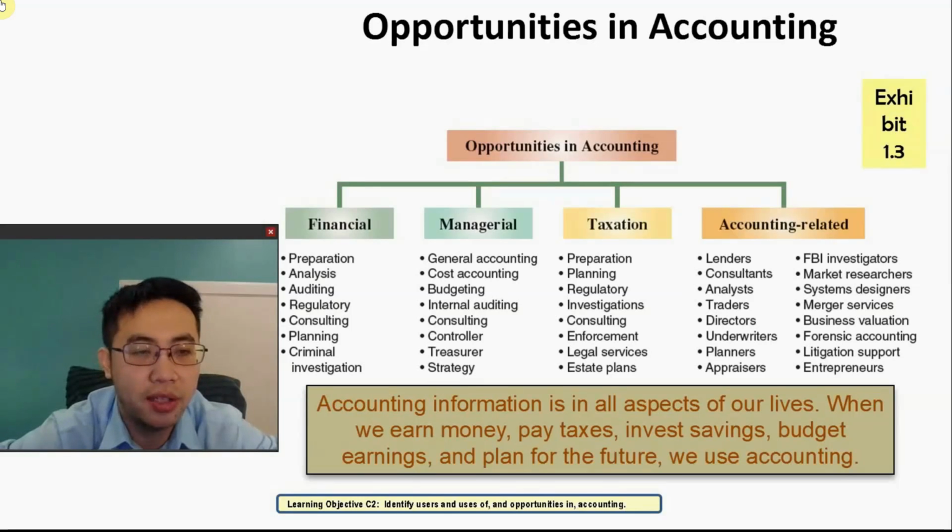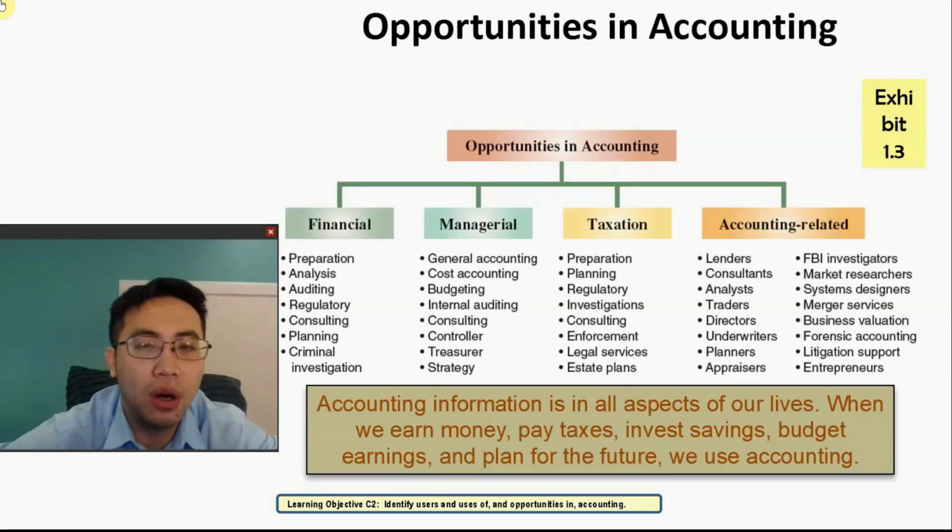You have a controller. As I said earlier, the controller is in charge of the collection, consolidation, and dissemination of accounting information. And the treasurer is in charge of financial planning and also major capital expenditures. You also have a strategist. They are in charge of planning for the future.